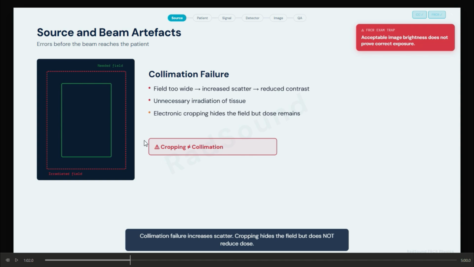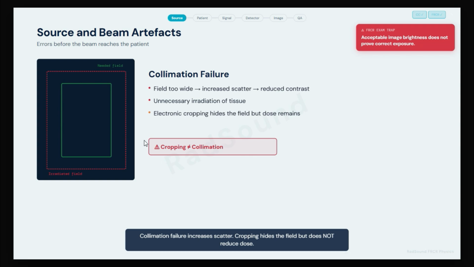So what's wrong here? The field is too wide. Increased collimation width increases scatter, which competes with the primary beam, the remnant beam, and most scatter reaches the detector, causing more noise, reduced contrast, unnecessary irradiation of tissue, and increased dose to the patient. Electronic cropping is done to hide such irradiation.